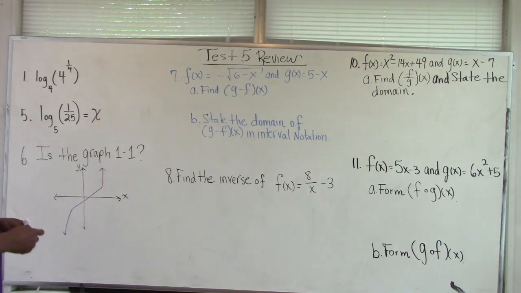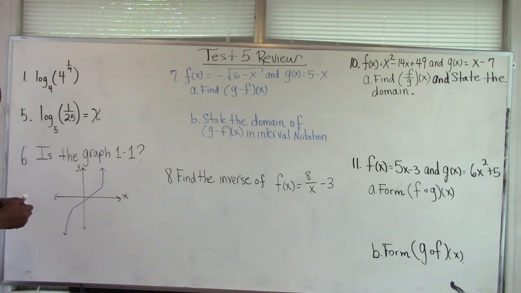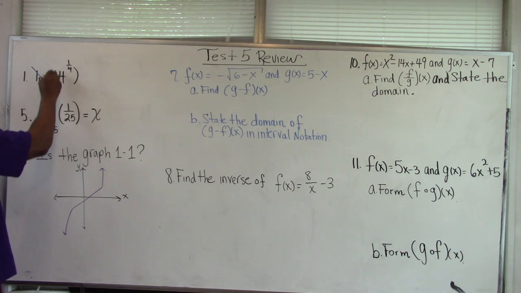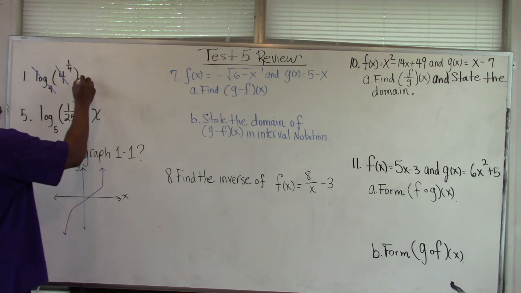Number 1, let's evaluate log base 4 of 4 to the 1/4. The base of the log cancels the base of the exponent, and we're left simply with an answer of 1/4.